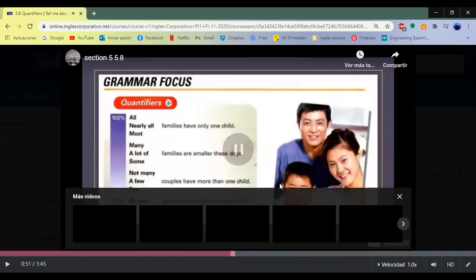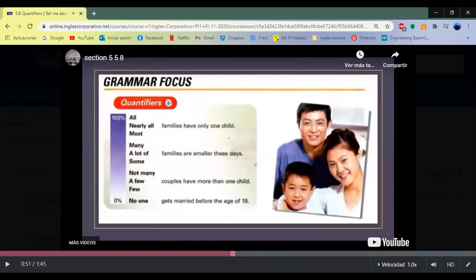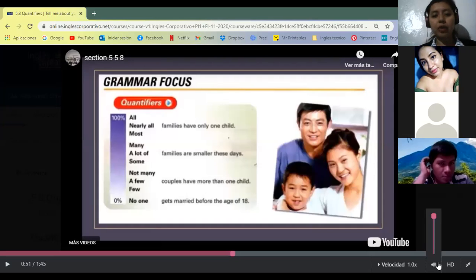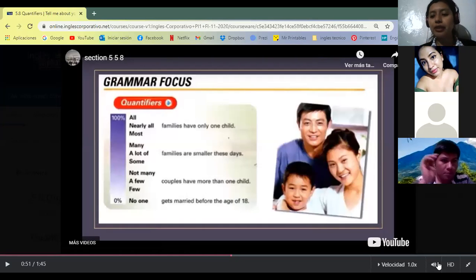Okay, so this is the video that we have about quantifiers. You can see that here we have some examples. So you can see we have all, nearly all, most, many, a lot of, some, not many, a few, few, and no one. So let me see. Gerardo, can you read the first examples, please?